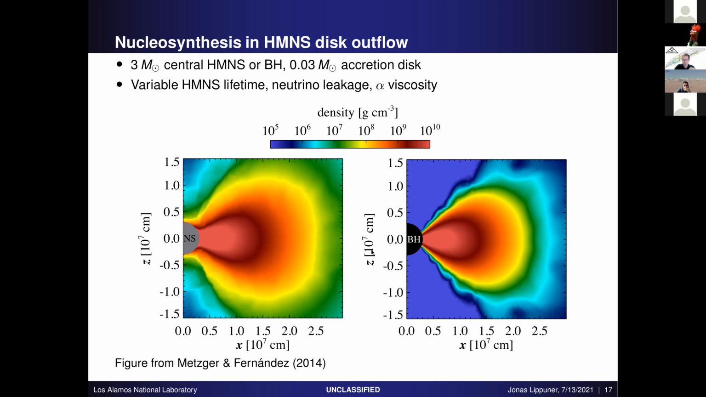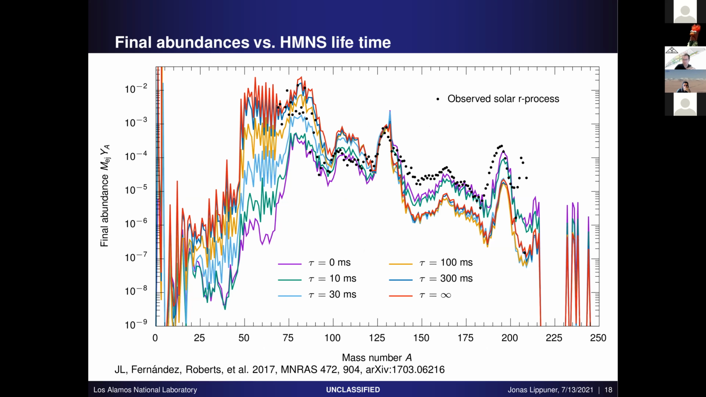Here are the actual results. Here the tau is the lifetime of the hypermassive neutron star. 0 just means it collapsed to a black hole immediately, and 10 milliseconds means it was around for 10 milliseconds and then collapsed, and so on. You can see that there is sort of a dichotomy. If we have a very short lifetime, the purple and greenish curve here, we do get a strong third peak. But if the lifetime is like 30 milliseconds or longer, that one's suppressed by about an order of magnitude. So if we could measure those abundances from an actual r-process event, maybe we could infer something about the lifetime of the hypermassive neutron star.